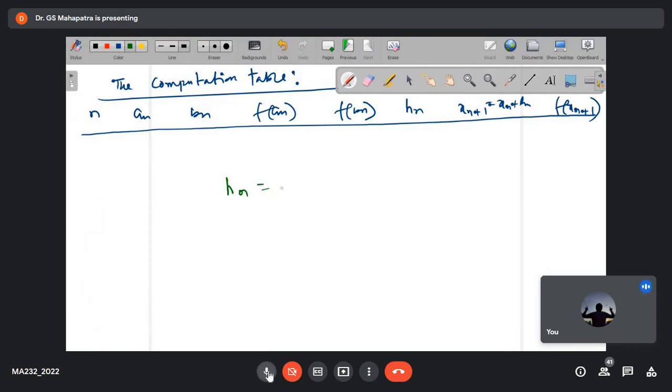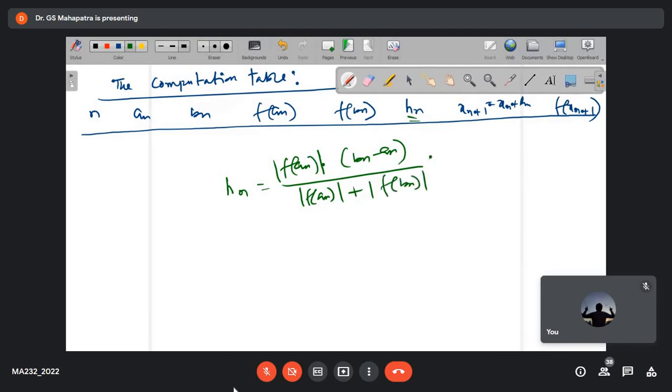What is your roll number, beta? 42. Just wait, I will check with another fellow. Anybody else? Hn. Yes, sir. What is your roll number? 29, sir. Good, tell me, Hn. Modulus of f of An times modulus of Bn minus An, divided by modulus of f of An plus modulus of f of Bn. Fine, good. So that will be the Hn.